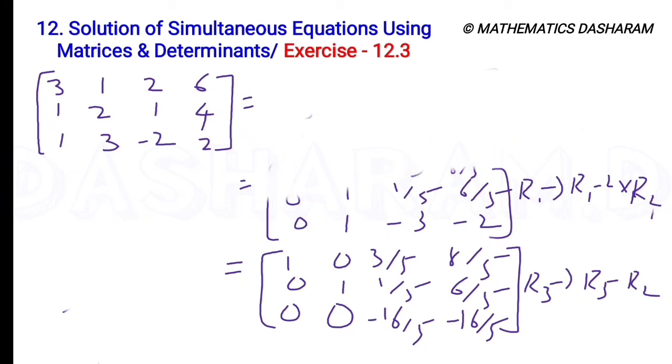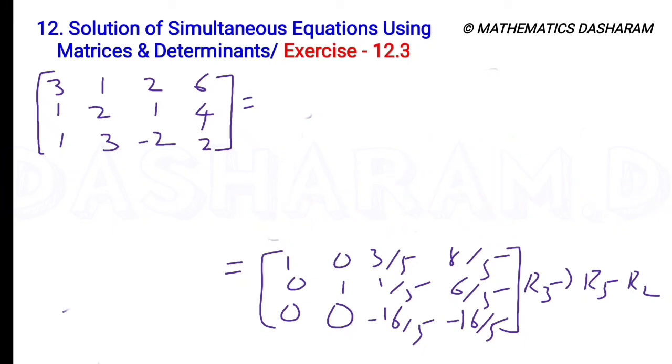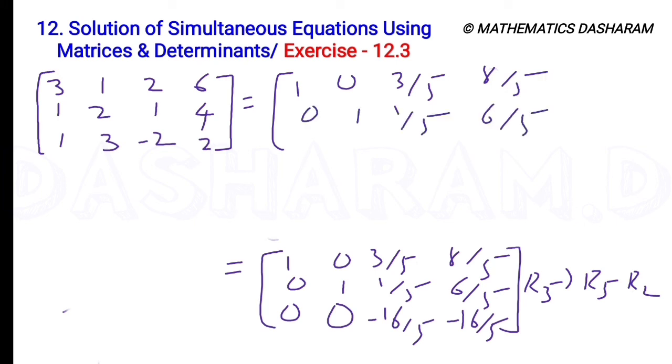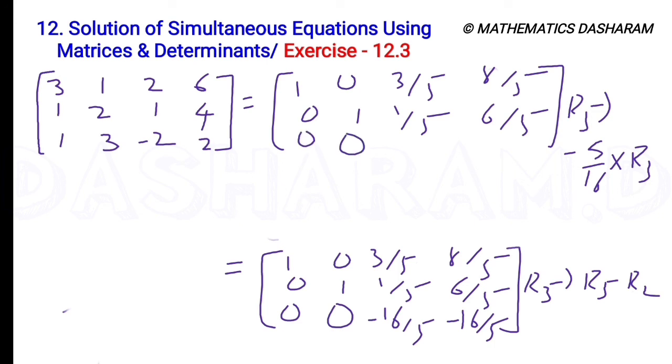So let me rub this. So now we need 1 at this place. So first two rows write as they are: 1, 0, 3 by 5, 8 by 5; 0, 1, 1 by 5, 6 by 5. So next here R3 replace with minus 5 by 16 into R3, because it is minus 16 by 5. So minus 5 by 16 into R3. So 0 into minus 5 by 16 is 0. Again 0 into minus 5 by 16 is 0.